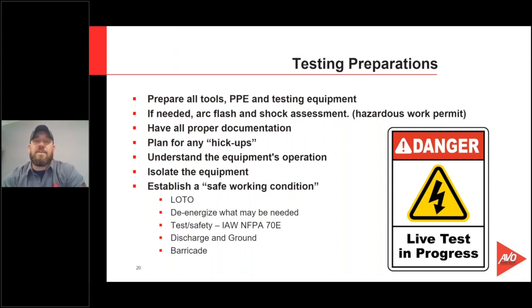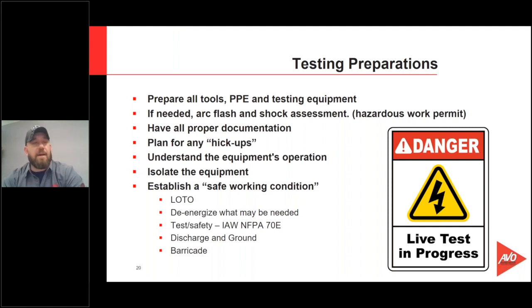Testing sequences are good as well, making sure that you test the same way. I like to take a lot of pictures when we test out there in the field so that it becomes redundant in case somebody takes my spot. Then they're able to go in there and they know exactly where I was at. Plan for any type of hiccups. Anything that can go wrong will go wrong. Make sure that you plan for those correctly, and if anything happens, stop what you're doing.